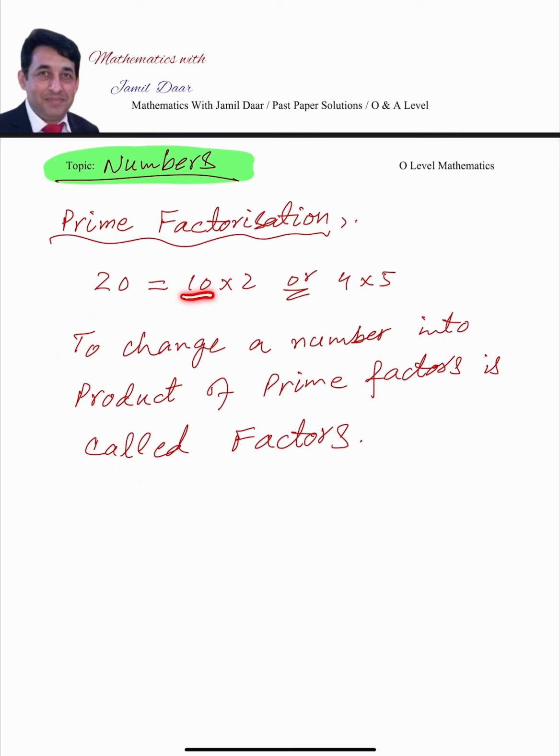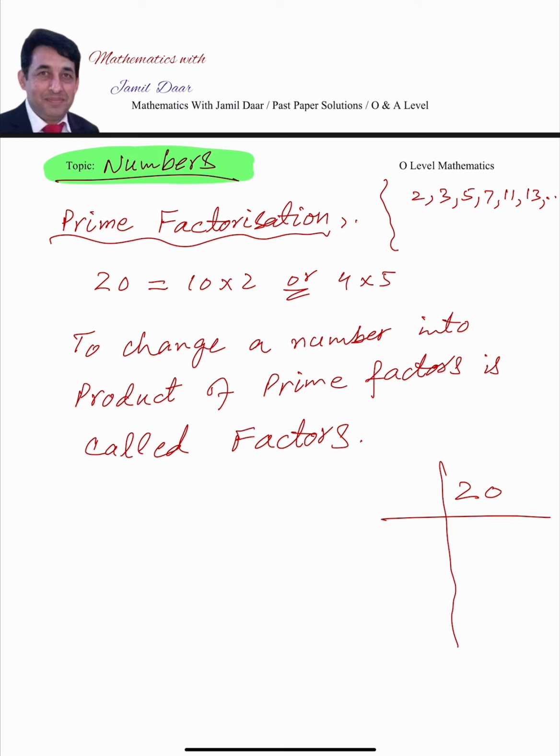This is the factor of 20. These are the two factors, 10 and 2, but 10 is not a prime number. It is changed into two factors, 4 and 5, but that is not a prime number either. So 20, prime factorization: how to change 20 into prime factors. So what are the prime numbers? 2, 3, 5, 7, 11, 13, and so on.